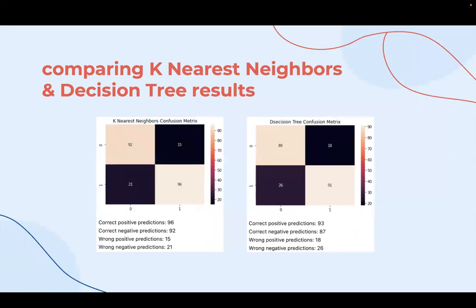To compare between the predictions, I use a confusion matrix. Results from k-nearest neighbors are as follows: 96 correct positive predictions, 92 correct negative predictions, 15 wrong positive predictions, and 21 wrong negative predictions. As for the decision tree, it resulted in 93 correct positive predictions, 87 correct negative predictions, 18 wrong positive predictions, and finally 26 wrong negative predictions. Therefore, k-nearest neighbor resulted in the best performance.